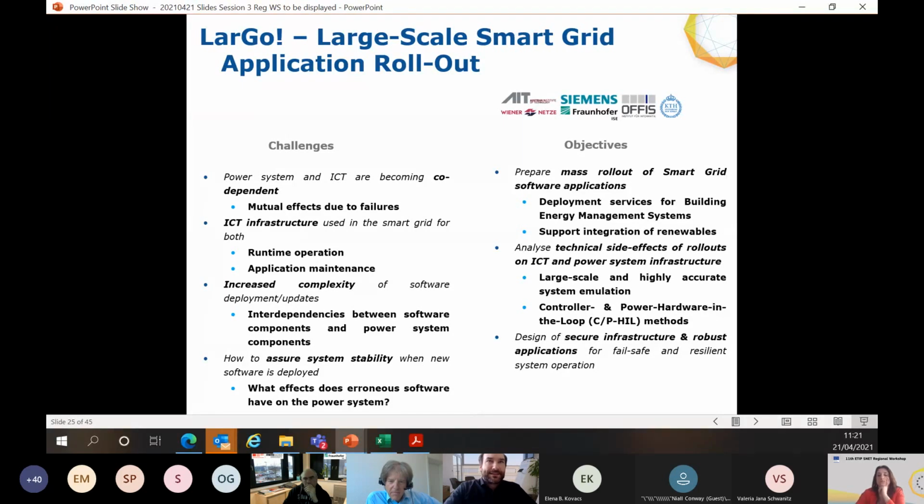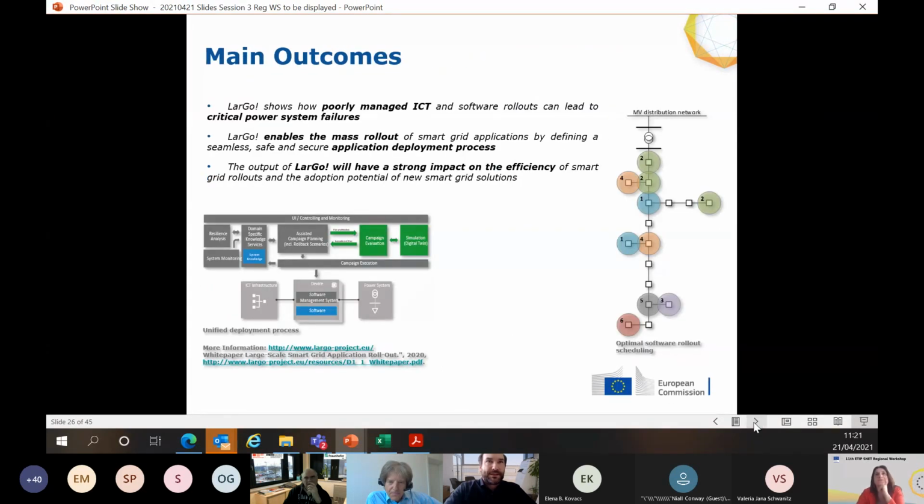Please change to the next slide. Sorry, go. If there is a second, yeah, exactly.